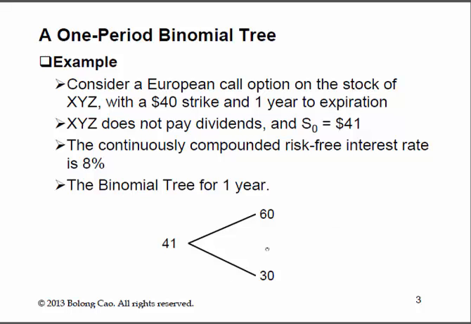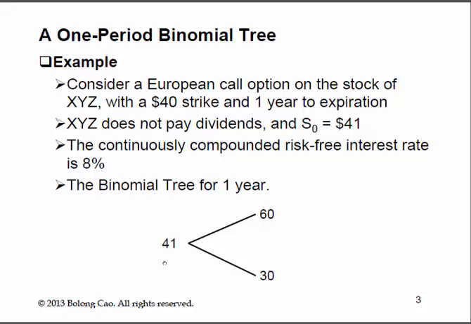Then let's look at what XYZ will do in 1 year. As I have said, this underlying has two future 1-year prices. One is the up price, that is $60. The other is the down price, that is $30. That's the only two prices this stock XYZ can be after 1 year. The 1 year here is just a period assumption, to make it easier to talk about.